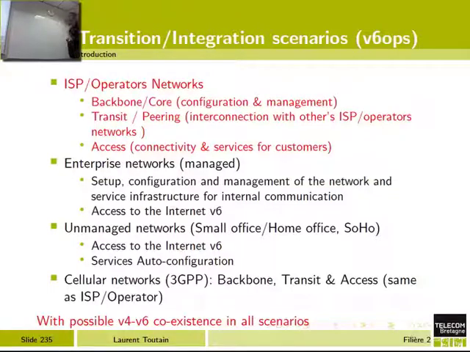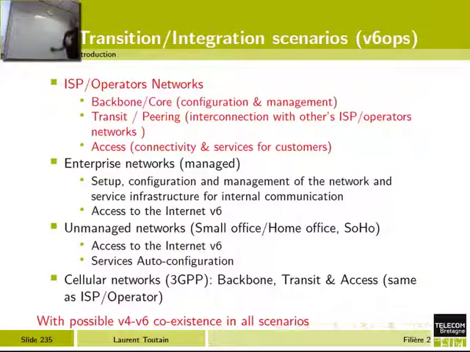So to run this backbone, you have to forward IPv6 packets as fast as IPv4 packets. So you need good quality, and maybe you have invested in some equipment that is only running IPv4. So you have to find tricks to go through this equipment. You also have, of course, to interconnect with other groups, other providers. So you have to talk IPv6 or exchange traffic with other providers.